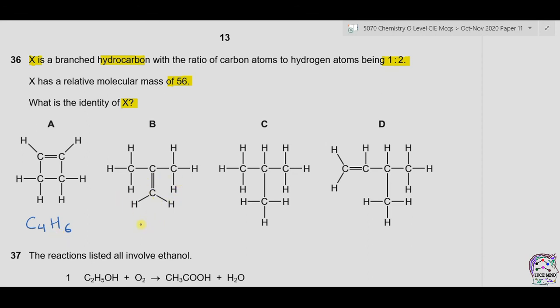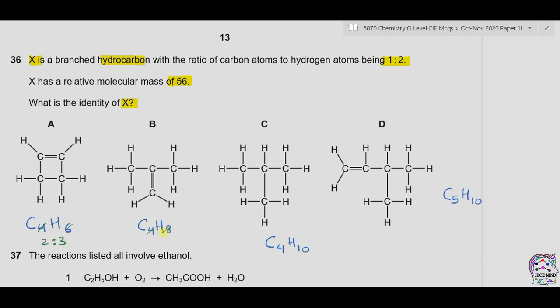Similarly in B we have 4 carbon atoms, so C4 and 8 hydrogen atoms. In C we have 4 carbon atoms and 10 hydrogen atoms. In D we have 5 carbon atoms and 10 hydrogen atoms. Let's find the simple ratio of carbon to hydrogen. So in A the simple ratio will be 2:3.